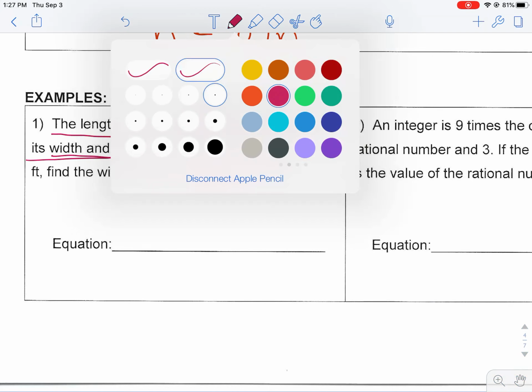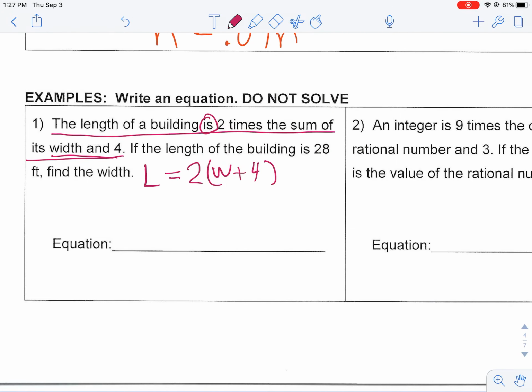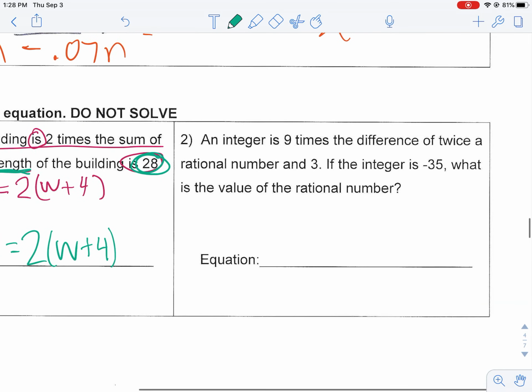But I still have 2 variables. If I had to solve, I wouldn't know if I was solving for W or for L. So let's keep reading. The length is 28. So what that means is instead of the letter L, I can put 28. So my real equation is going to be 28 equals 2 times W plus 4. On all of these problems today, you should only end up with 1 variable in your equation.